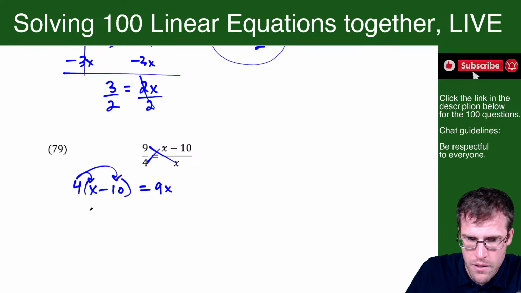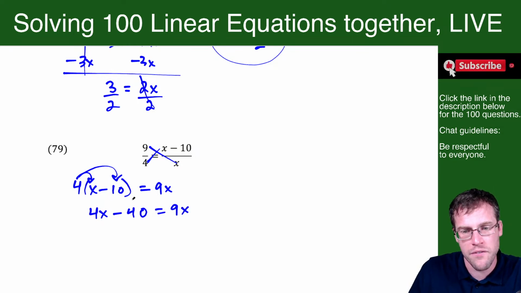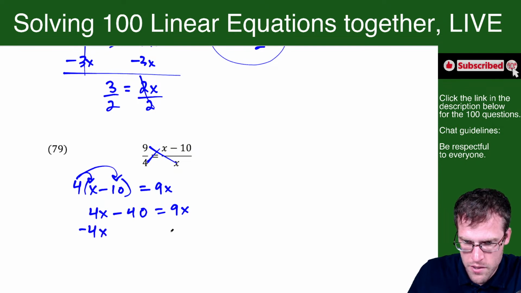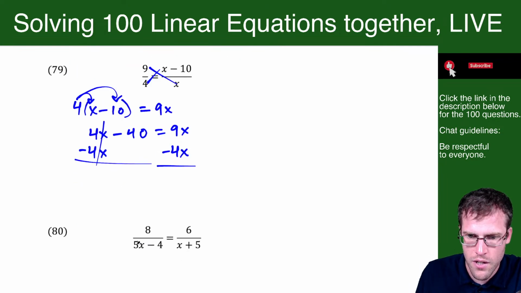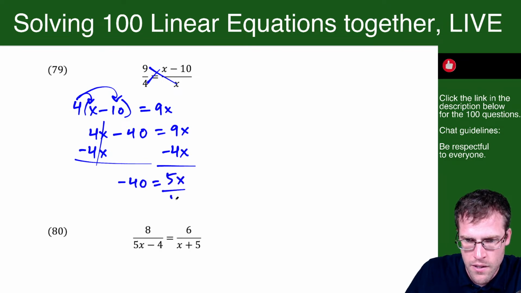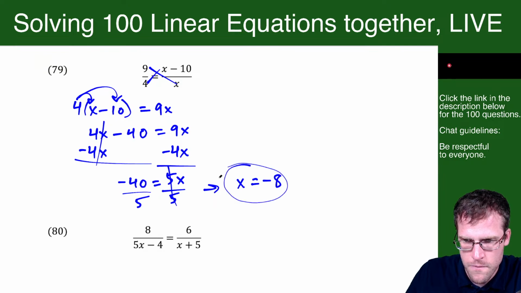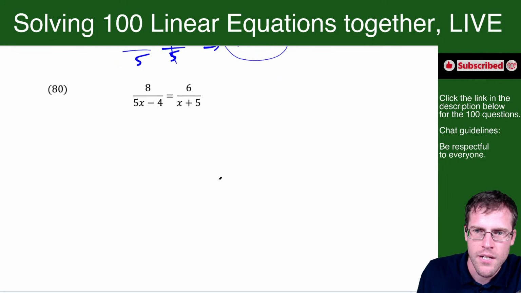So distributive property, 4x minus 40 equals 9x. Okay, we're doing 4 times x is 4x. 4 times negative 10 is negative 40. So now minus 4x on both sides. So this part here is gone. And we're going to have negative 40 equals 9 minus 4 is 5, so we have 5x. Divide both sides by 5. And now x equals negative 40 over 5 is negative 8. All right, so negative 8 is the answer to 79.